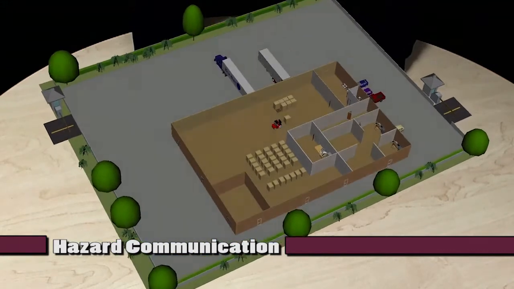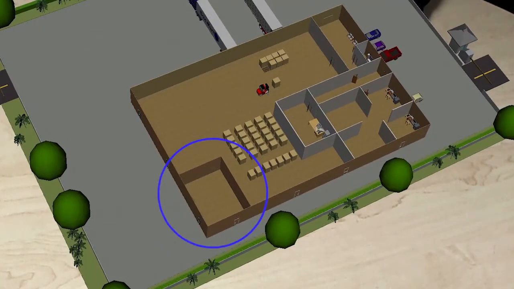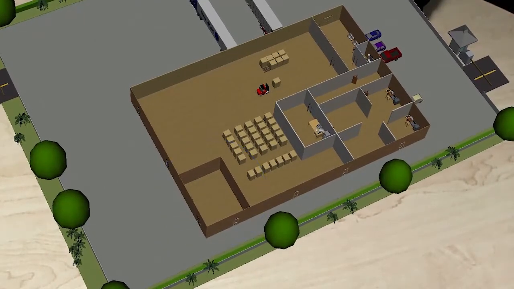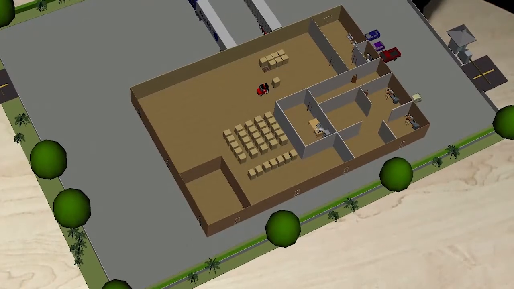A third topic is hazard communication. Looking again in the lower corner where a maintenance shop may exist, hazardous chemicals could be used there to do things such as even cleaning. Using different materials for processes throughout the facility could cause employees harm. So hazard communication would be a topic.